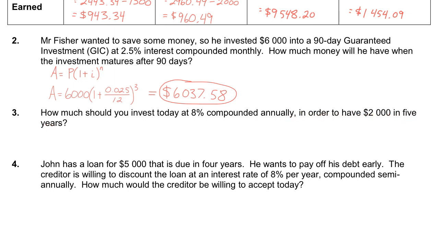Okay, next question. How much should you invest today at 8% compounded annually in order to have $2,000 in 5 years? So the question's asking, how much should you invest today? Well, that's the present value, so that's the formula we're going to use. A is the amount we want to have in the future. That's our future value, $2,000. i is the interest rate per compounding period. Well, it's 8%. It's compounded annually, so once a year, so it doesn't change. It's still 8%. In 5 years, it's compounded once a year for 5 years. That's 5 compounding periods. So when you do the math, you should get $1,361.17. That's the amount you should invest today so that you can have $2,000 in 5 years.